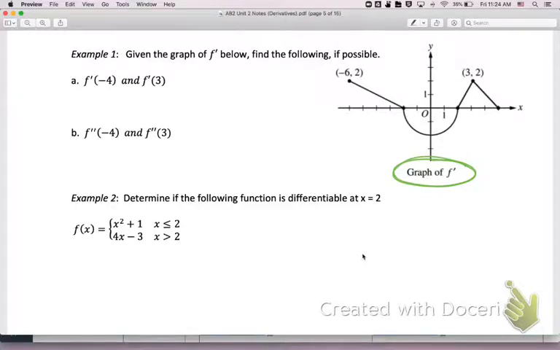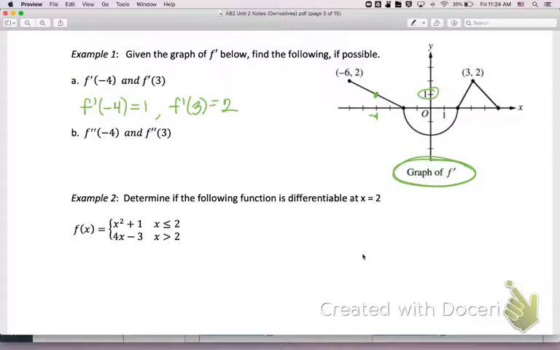So can we find f prime of -4? Well, this is the graph of f prime. So f prime of -4 would mean go to -4, look up on the graph, and see what the value is. And at this point, the value is 1. So f prime of -4 equals 1. Similarly, see if you can figure out f prime of 3. F prime of 3, when x is 3, f prime is equal to 2. So we can determine both of those things.